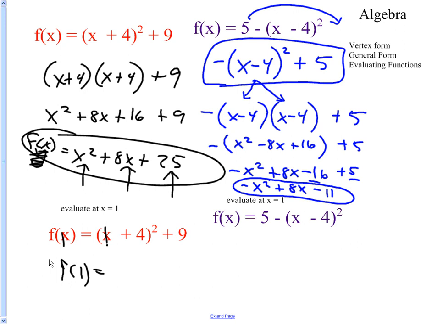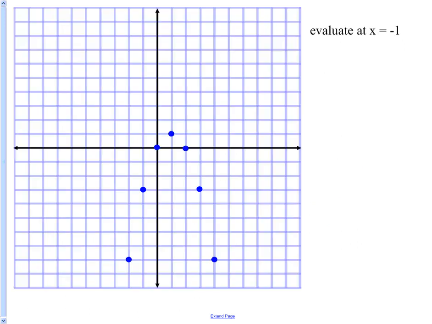Who can walk me through it in their head? Well, this is this, and then this is that. 1 plus 4 is 5. Good. 5 squared is 25. Plus 9 is 34. Raise your hand if you had that one right. Good. Okay. Then this one, all you have to do, same thing, stick in 1. That'd be pretty easy. I don't think you need to practice that, judging by how many of you got the last one right.